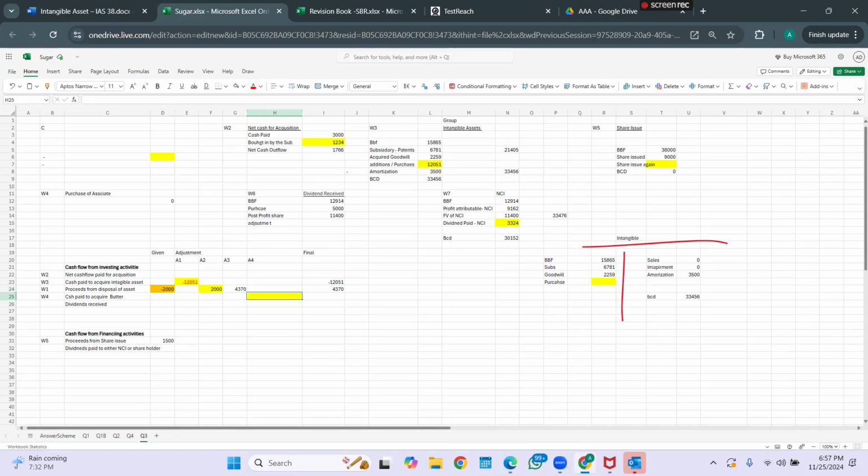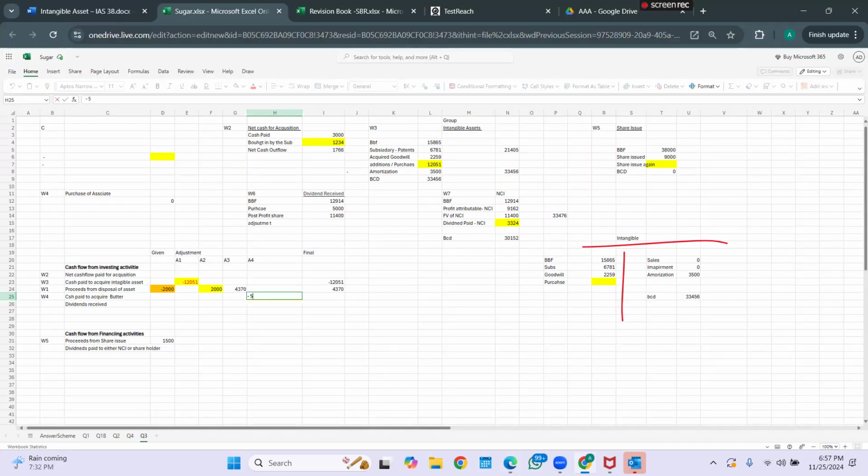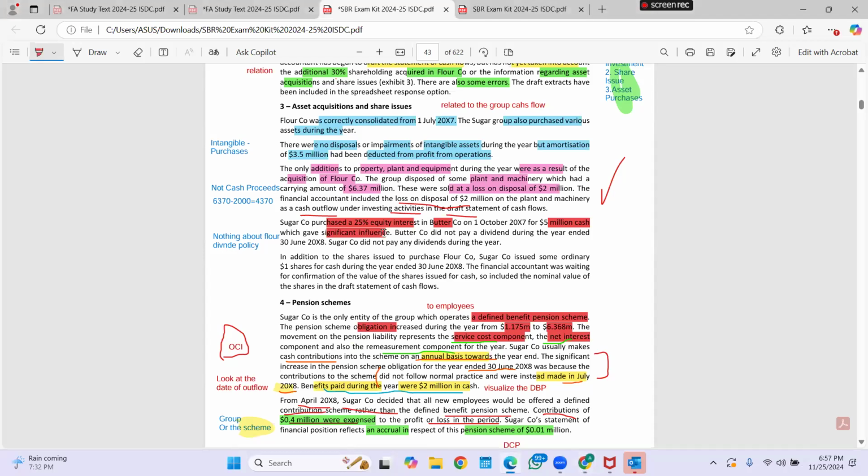I would say that is adjustment number four. How much? It's about minus 5,000. Simply copy. Done. Okay, we are done. That is the amount that we paid for Butterco. So we're done with three adjustments. That's about 6 marks in hand.